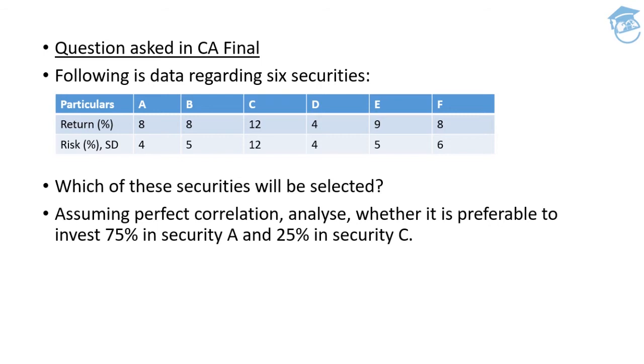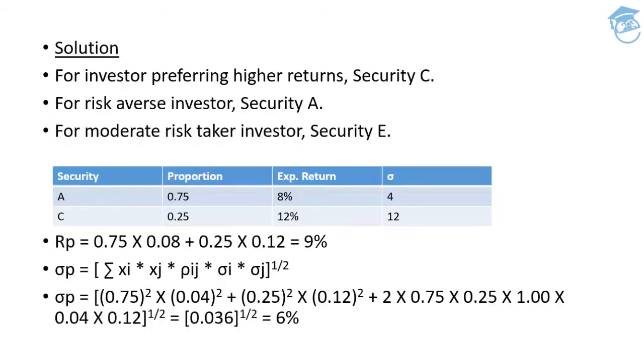So this was the question which was asked in the CA final examination. I hope you're clear with it. Wonderful. Let's move towards the solution part. For investors who prefer higher returns, security C, 12% return, simply go ahead with it. For risk averse investors, security A, because it is providing you 8% return for 4% risk. For moderate risk taker investors, go for security E.